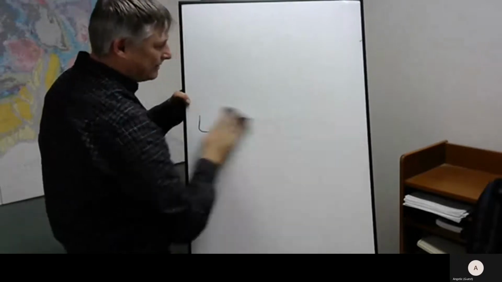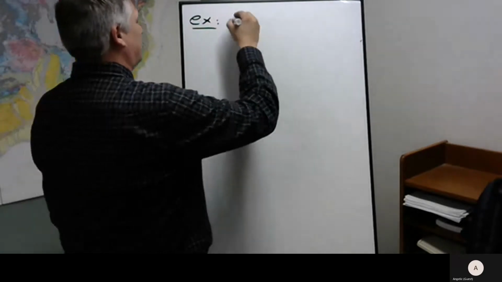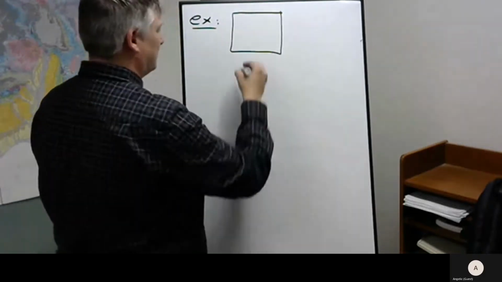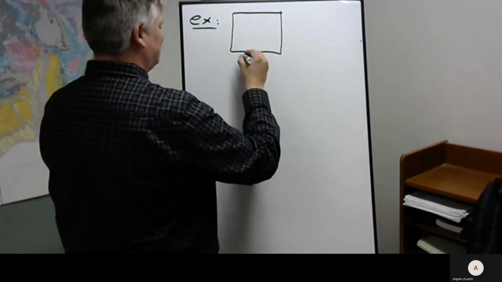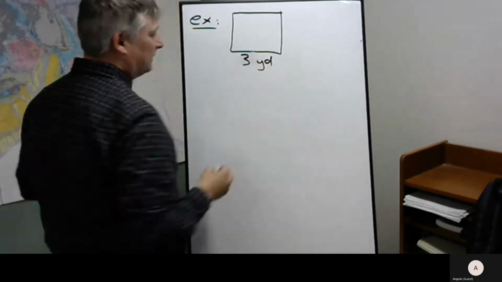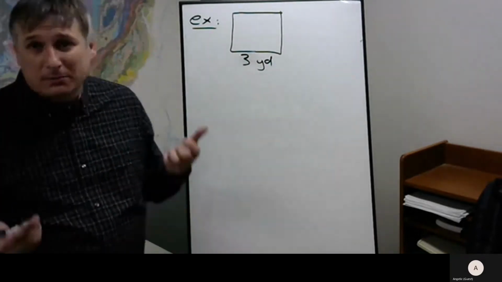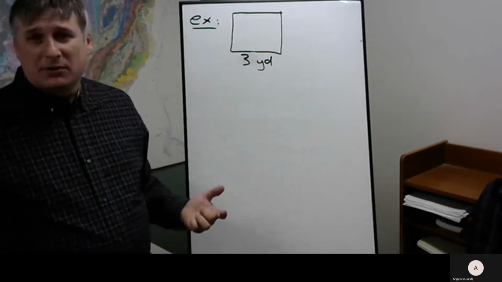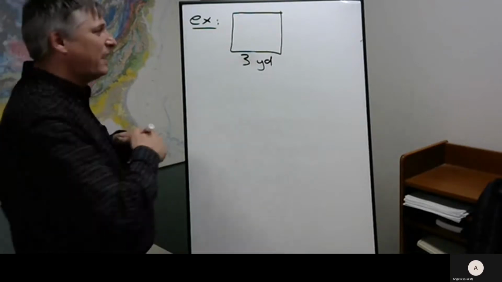I know we can get kind of bogged down in some of the derivations. So let me do an example of the square again. So let's say we have a square and we know one of the sides is 3 yards. Well, because it's a square, all the sides are going to be 3 yards. Now again, with this shape, we can do base times height. And if we want to fill in the height, we can.